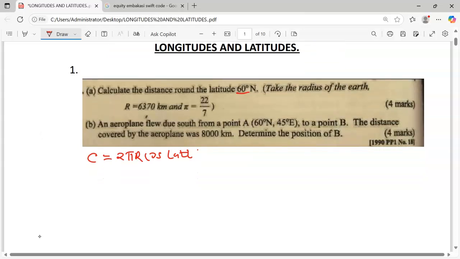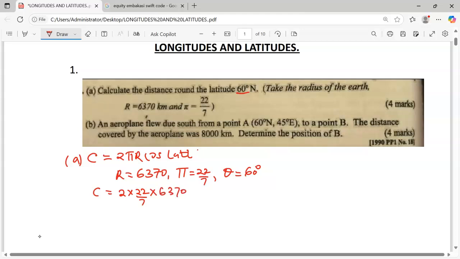In this case, we have been given the radius of the earth to be 6370. We have also been given pi as 22/7, and also the latitude position, let me call it theta, as 60 degrees. To get the circumference in this case, we are going to have 2 multiplied by pi, which is 22/7, times the radius, which is 6370, cos of the angle theta, which is 60 degrees.